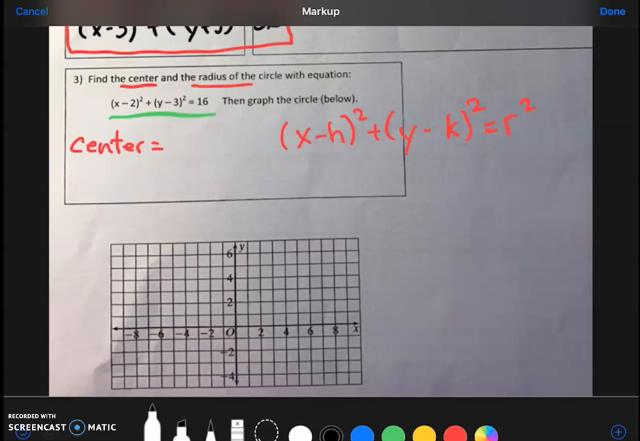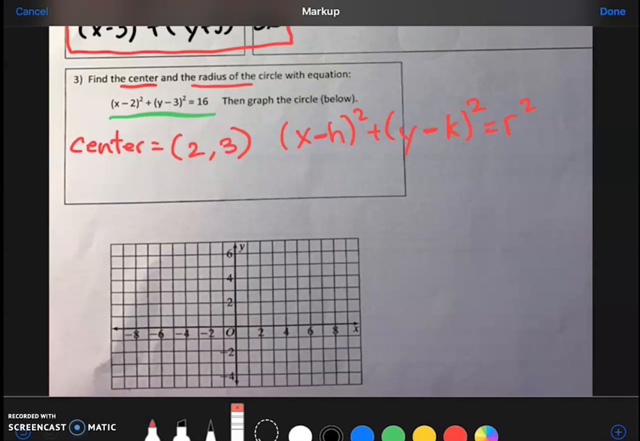The center is going to be 2, 3, not negative 2, negative 3, because there is already a negative in the original equation. And so you just put the positive 2 right next to that h, and it becomes the negative 2. So be careful with that.